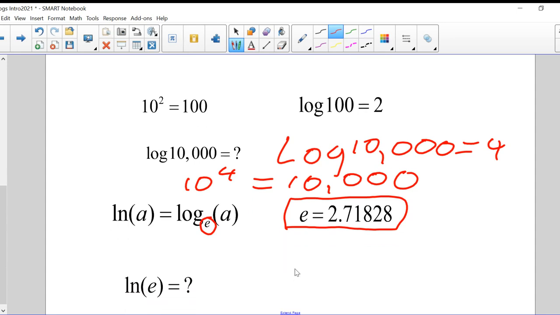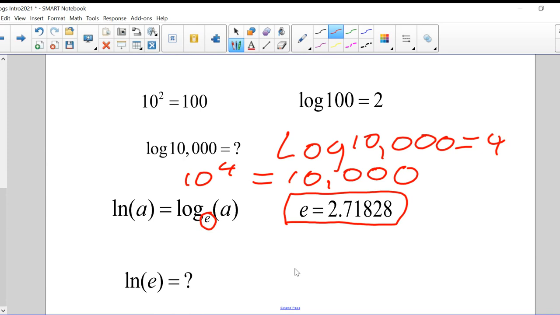That ln key has a different base than the log key. The log key is base 10. The ln key is base e. And what is e? It's a constant. It's going to come up in calculus, for those of you going on to calculus. But let's just say that it's just like pi, which is an irrational number. It's a constant that has a special place in math, and we use it for natural logs. By the way, this is called natural logs. That's what they call ln.